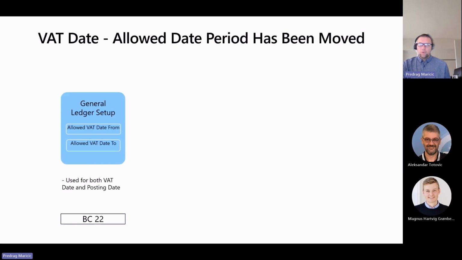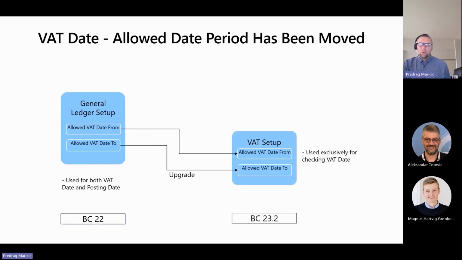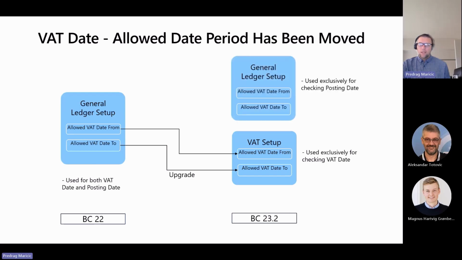How it will work: to ensure a seamless transition for our current users, the upgrade code will copy the existing values from the general ledger setup to the VAT setup fields. The existing posting date check remains unchanged, but we are enhancing flexibility in VAT date control, as these fields will be exclusively used for verifying VAT date.